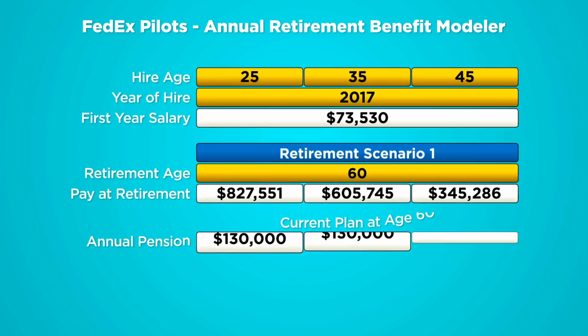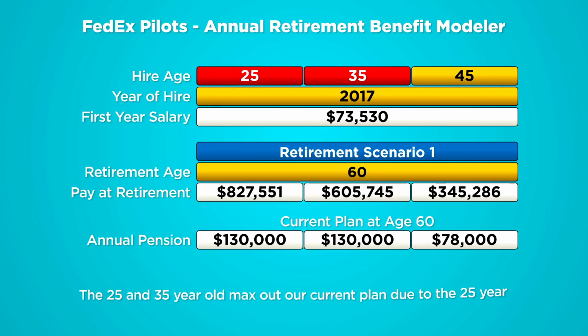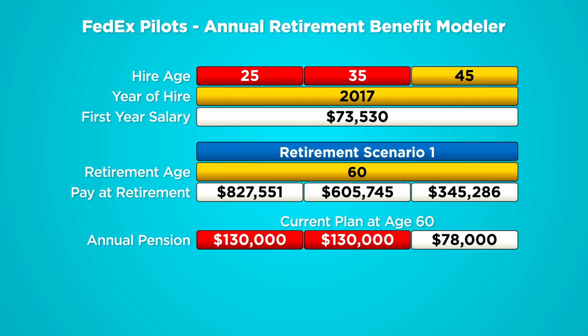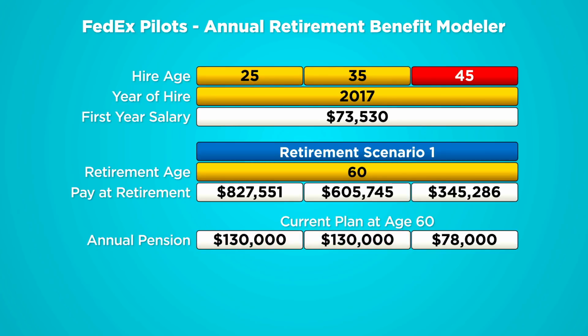What you see is that both the 25 and 35-year-old max out our current plan due to the 25-year service cap and the $260,000 pay cap. This amounts to a maximum pension of $130,000 per year. The 45-year-old retires with 15 years of service and a $78,000 pension.